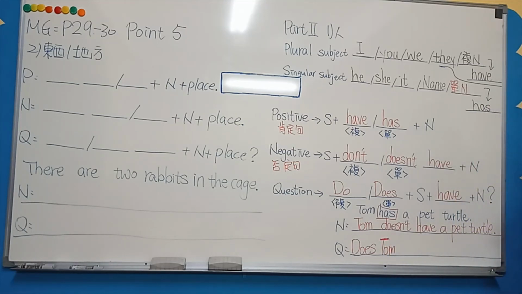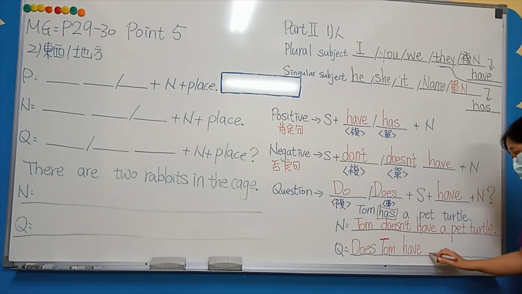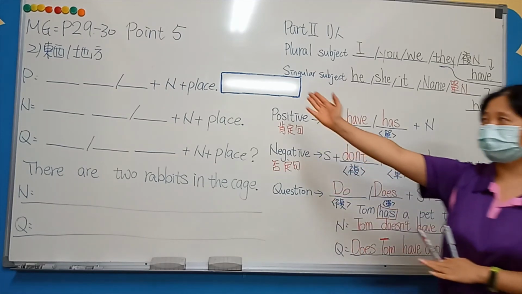And then, what am I going to do? Does Tom, Abby, here "have" a pet turtle, animal? If you finish here, do you remember you need to put down a question mark? If you don't put it, hit yourself. Don't forget, for a question sentence, you need to put a question mark. Right? Now let's move to this part.